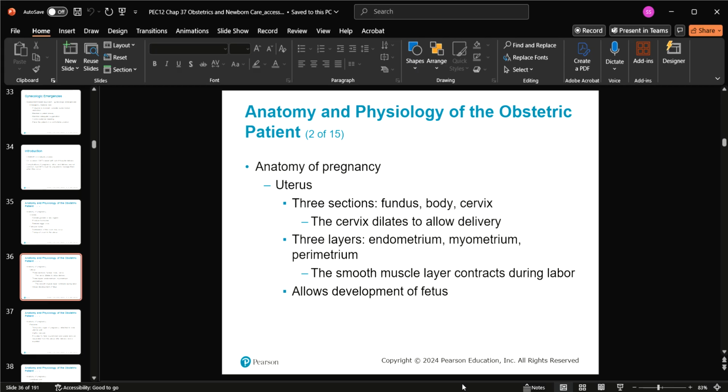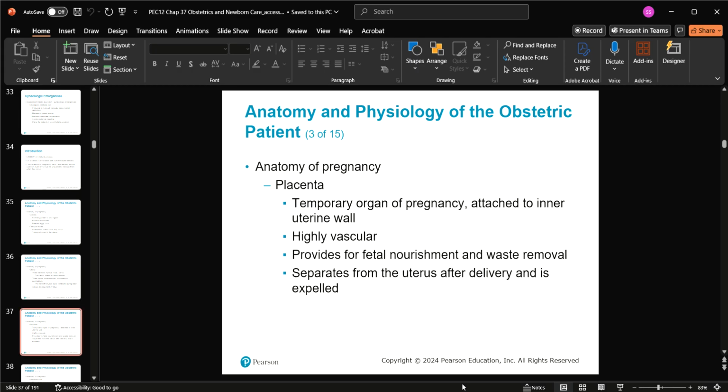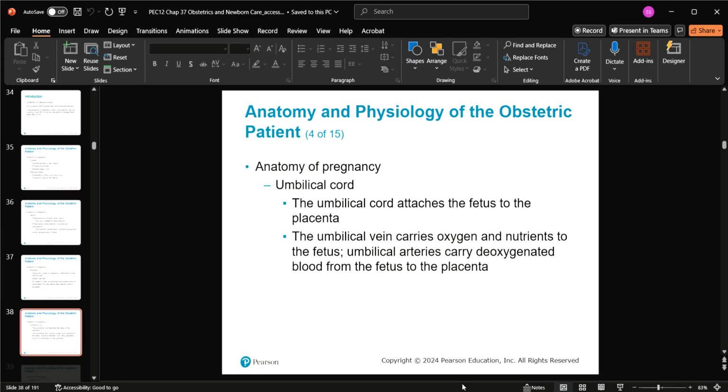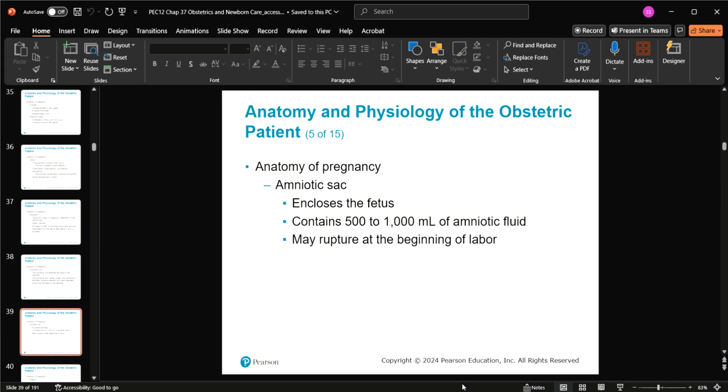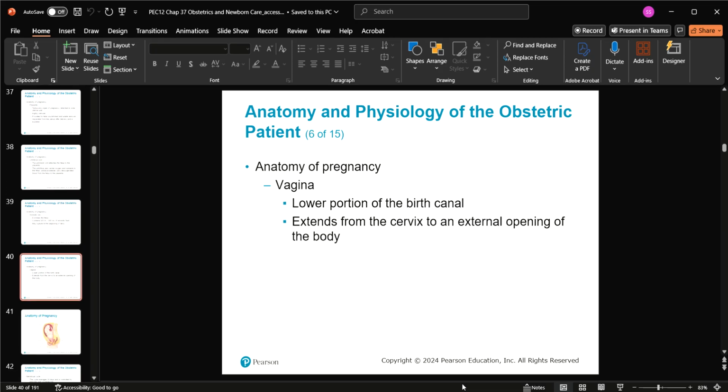Okay, you may or may not see this on the test, probably not. We're talking about the sections of the uterus, the layers I talked about: the endometrium, myometrium, and perimetrium. Endometrium is probably the one you're most familiar with, if you're familiar with it at all. We know what the placenta is. That's what provides all the nourishment and waste removal for the fetus. The umbilical cord is what attaches the fetus to the placenta. The amniotic sac is what surrounds the entirety of the fetus.